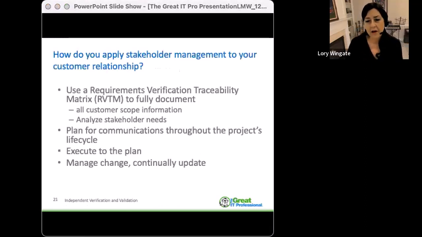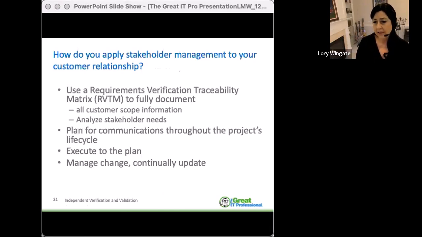How do we apply stakeholder management to customer relationship management? And I will tie all of this into verification and validation. So have some patience. This is all really foundational work that makes verification and validation work effectively.